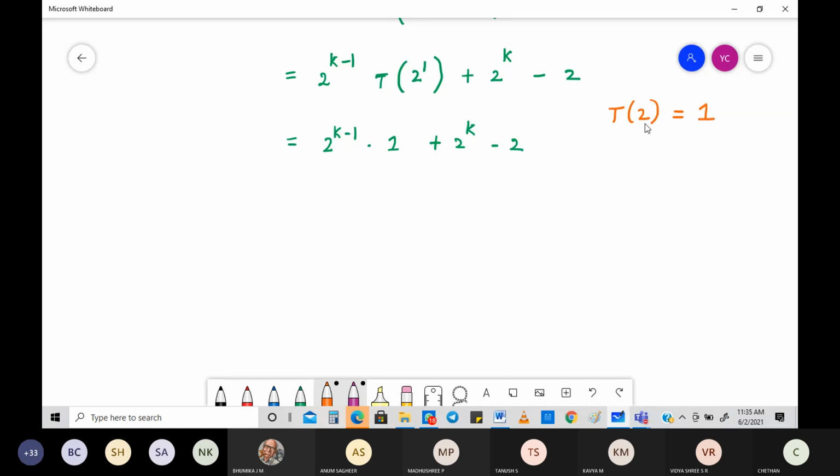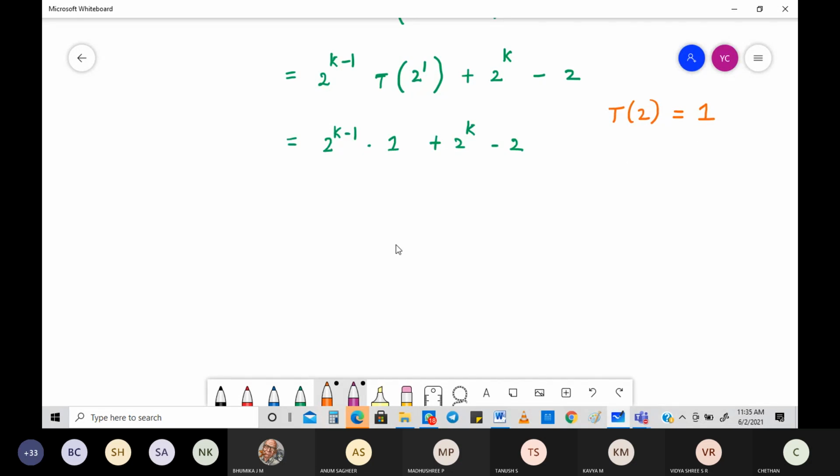When there are two elements, what is the number of comparisons? It is nothing but equal to 1. I would have written this in the recurrence relation. So T of 2 is nothing but equal to 1.